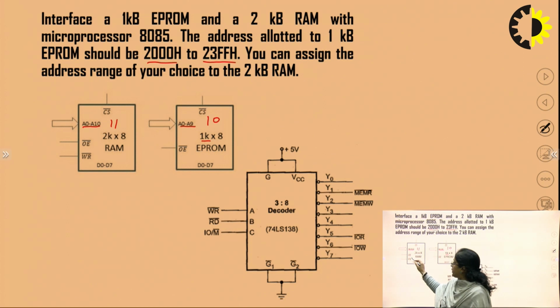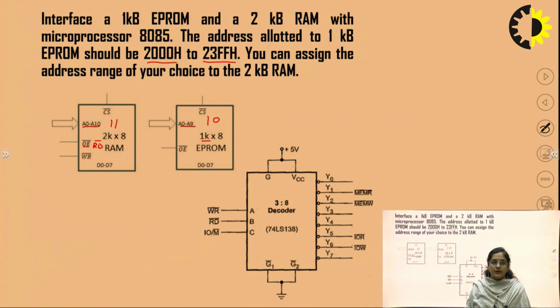And we have output enable, which is similar to the read signal, read bar. And the write signal, for writing something in the memory. EEPROM does not have a write signal because in EEPROM we will only read the data. Now as we have two memory chips, we need a chip selection circuitry, and for that we use a decoder.